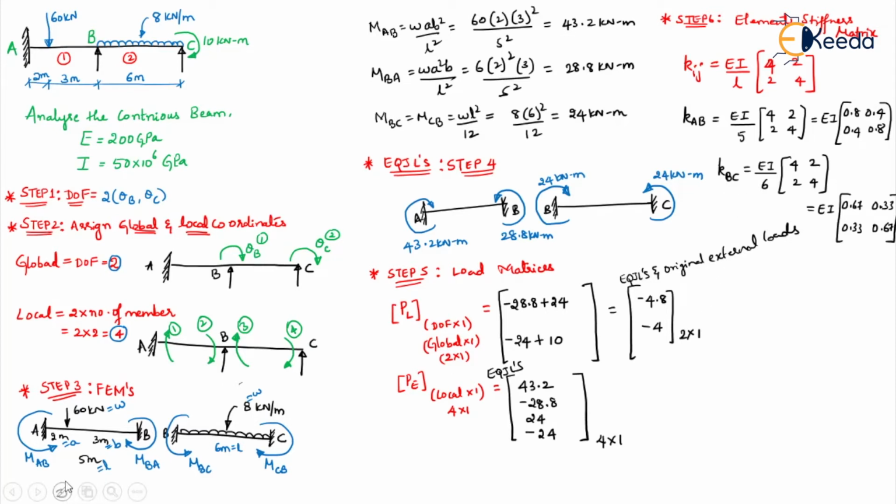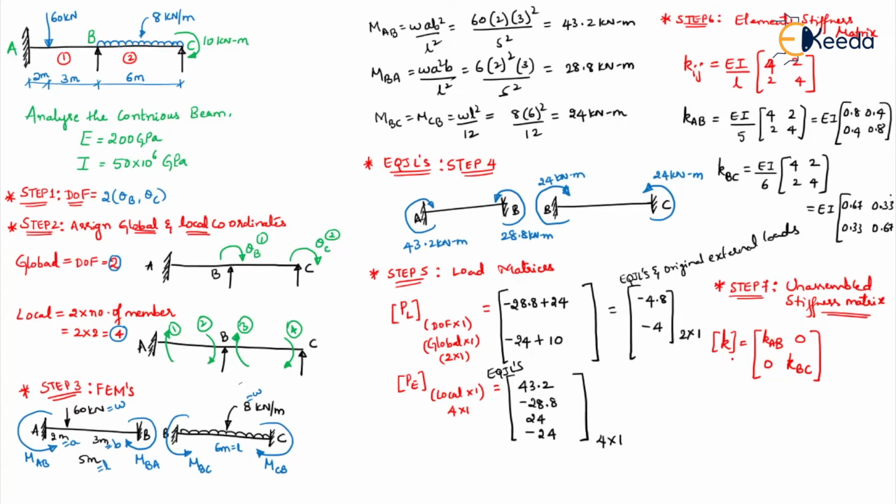Once your element stiffness matrices are formed, what is the next thing you will be forming? You will form the unassembled stiffness matrix. So step 7 is the unassembled stiffness matrix. How will you form it? Small k is your unassembled stiffness matrix. You have to arrange your element stiffness matrices along the diagonal to get your unassembled stiffness matrix.